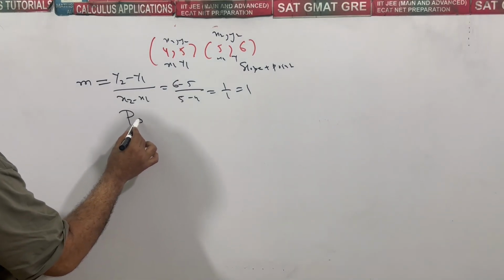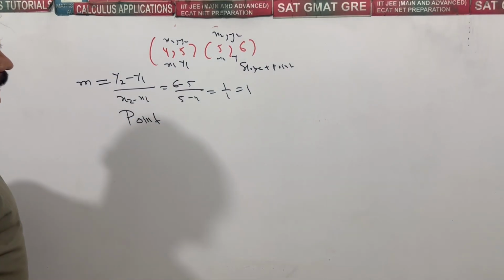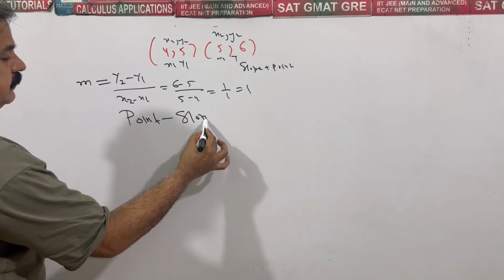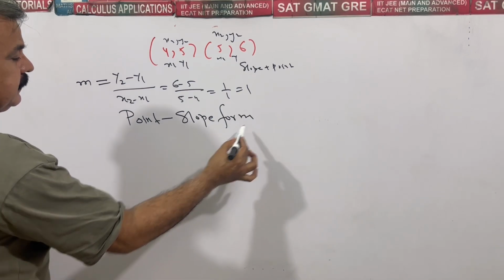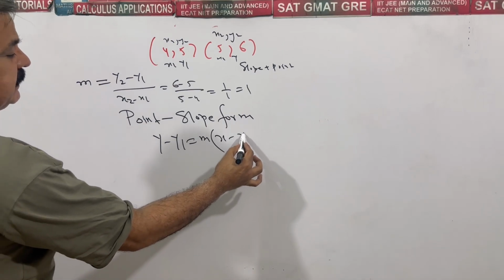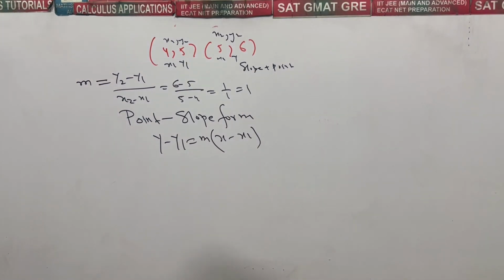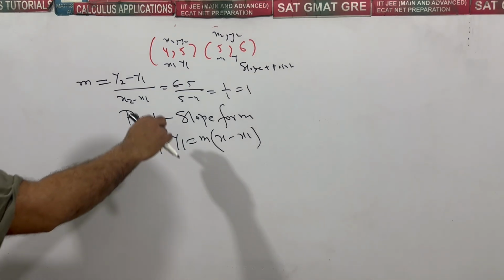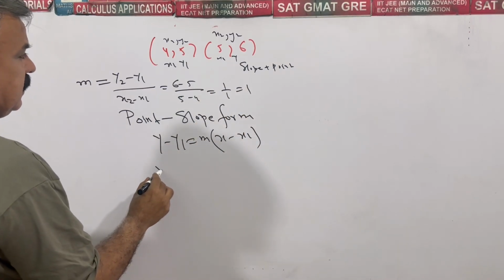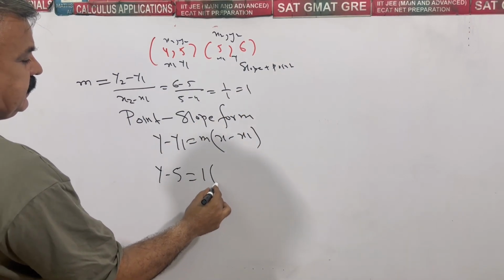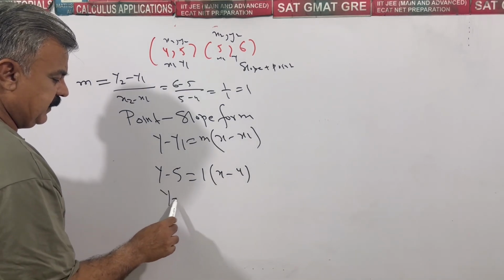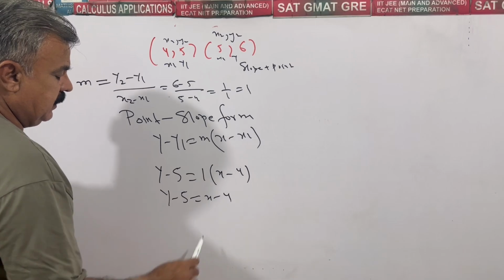Now the point slope form is utilized. We have a point and we have a slope, so we are in a position to write the equation of a straight line in 2 variables. Point slope form: y minus y1 is equal to m times x minus x1. I am utilizing this point x1, y1, though you can take the other one. It's up to you. y minus 5, our slope is 1, times x minus 4. Multiplying by 1, we have y minus 5 is equal to x minus 4.